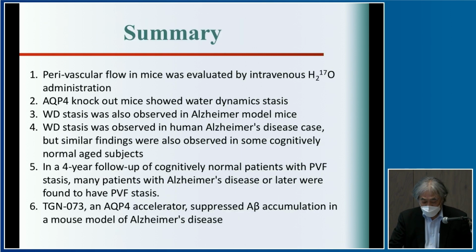In summary, our integrated research elucidated brain water dynamics as a potential target against Alzheimer pathogenesis. Enhancing AQP4 function by TGN-073 could facilitate amyloid beta clearance, providing a novel disease-modifying strategy for Alzheimer's disease.